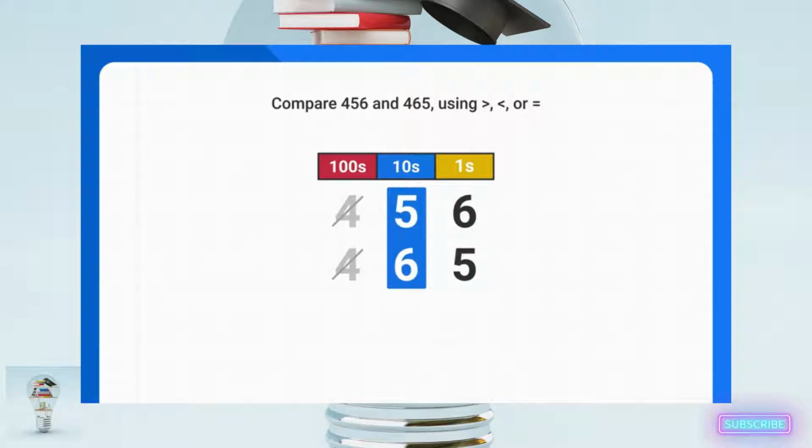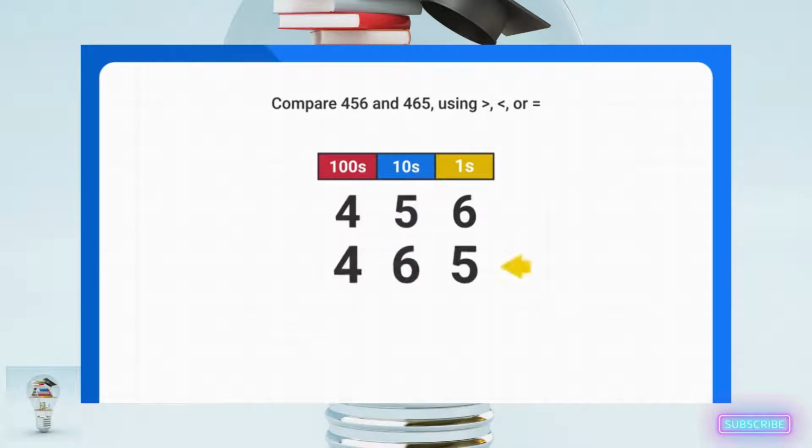Let's compare the tens. Here, we have 5 tens, while over here we have 6 tens. That's different. This can help us compare. Because 6 tens is more than 5 tens, this number, with the 6 tens, must be our bigger number. Now, it doesn't even matter how many ones we have. Because tens are so much larger than ones, this number with more tens must be the larger number.